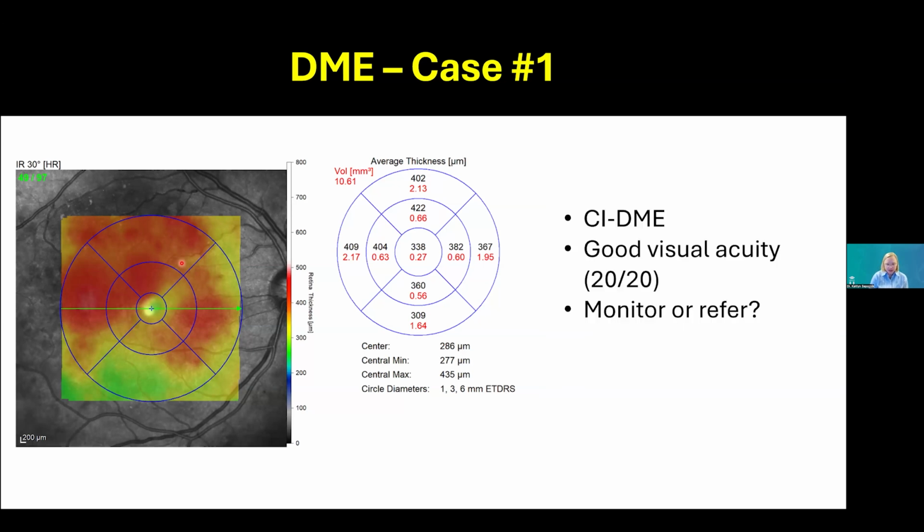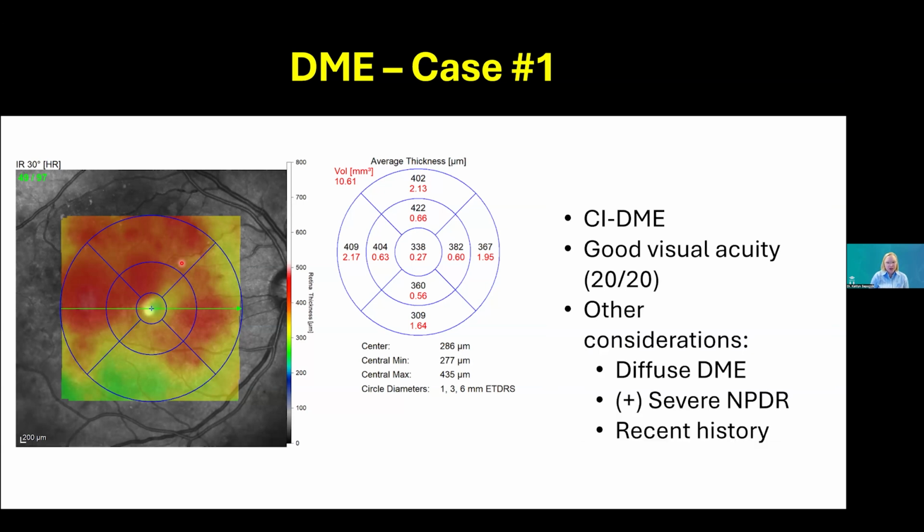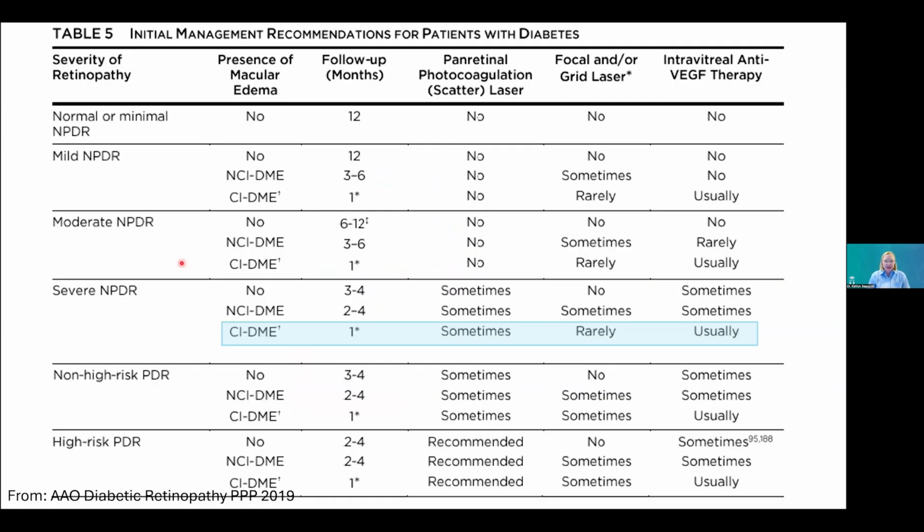And so this is a patient that technically has good visual acuity. Do we monitor or refer this patient? So some things you always need to consider when making that decision is whether there's diffuse DME, the level of retinopathy in this patient in particular. They had severe NPDR, and their recent history. So again, they had that very quick decrease in blood sugar and weren't very well controlled. So this is somebody that we ended up, of course, referring for treatment, where it's center-involved DME at the stage of severe NPDR is usually treated.